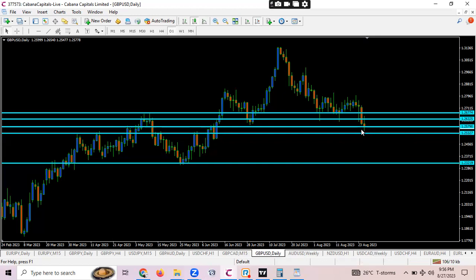So that's my take on GBPUSD. Sell below this demand zone or support zone and buy above this resistance zone or supply zone. That is my take on GBPUSD.